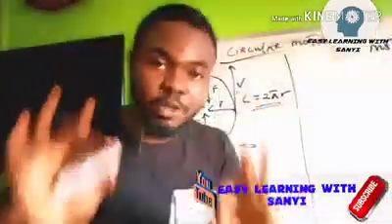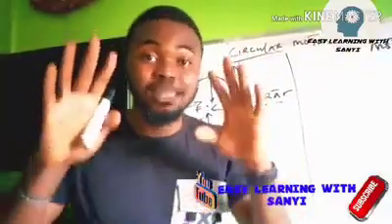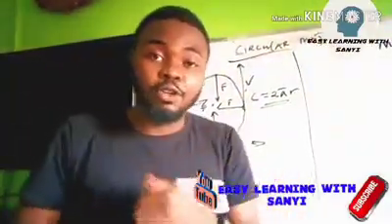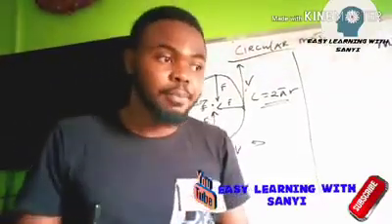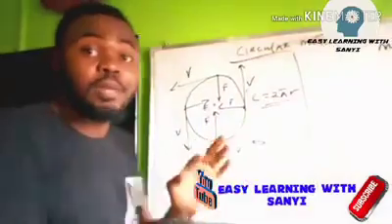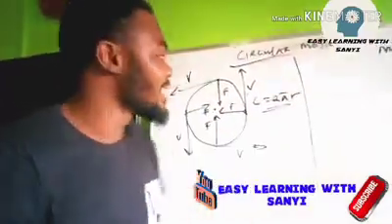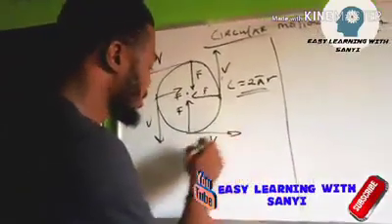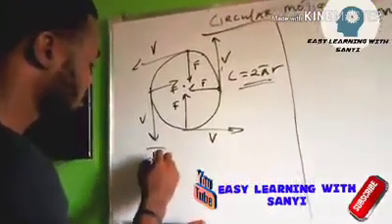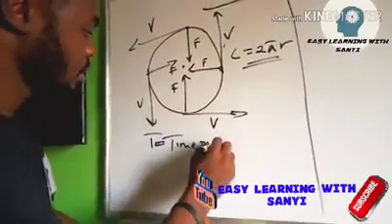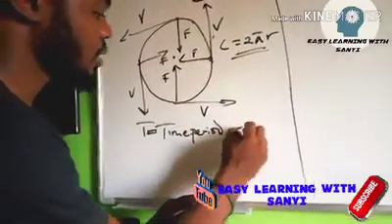Now, there are some terminologies you need to know when it comes to the simple idea of circular motion. The first terminology is the time period. What is the time period? The time period is the time it takes for the body to move around the circle to make one complete revolution, and that time period is measured in seconds. So T is the time period and is measured in seconds.